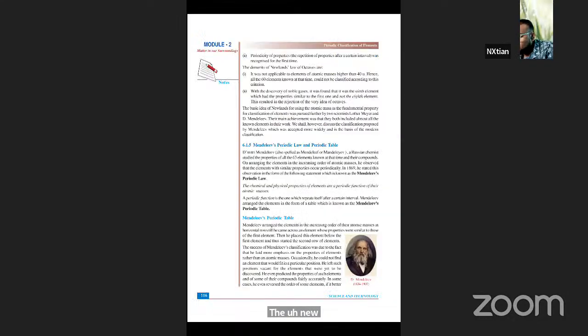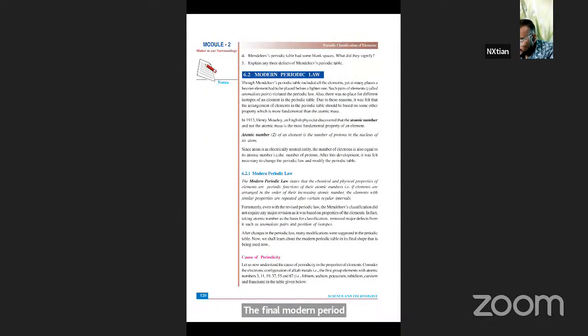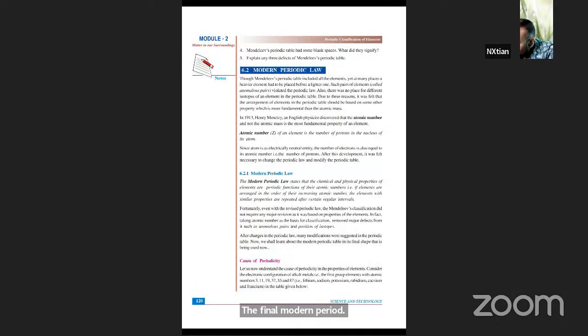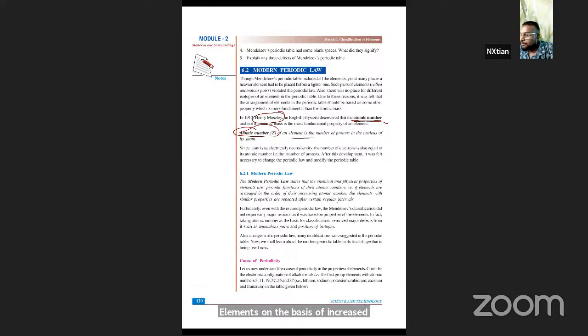Okay. Now today we learn about the modern periodic law. It is given by Henry Moseley. He saw that when elements are arranged by atomic mass, they were getting failures. So he thought out of the box and said, I will change the mass to the numbers. So he arranged all the elements on the basis of increasing atomic number, which is represented by Z, which is equal to the number of protons.